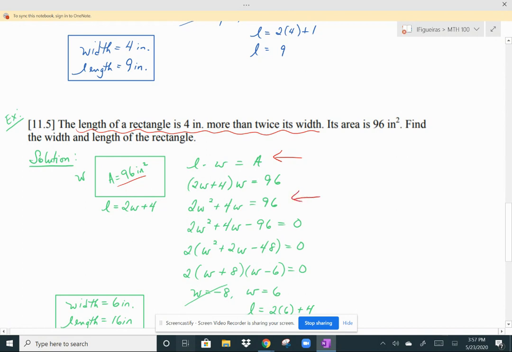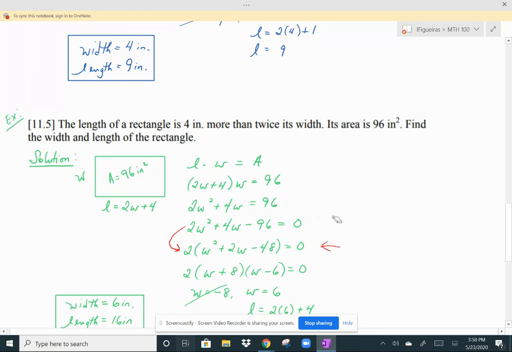Again, set it equal to 0, so it needs to be in standard form. So that's what you see on this line. But before we start factoring by using AC method like we did in the last example, at this point, it has a common factor of 2. So that's what I did from this line to this. I factored out a 2. That will make our trinomial easier to factor. So when you factor out a 2, you need to now factor w squared plus 2w minus 48.